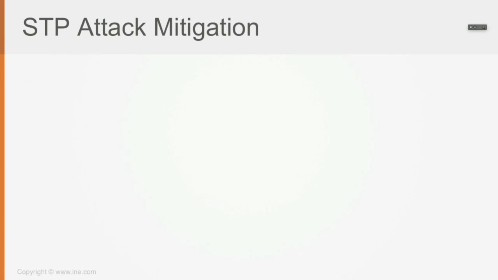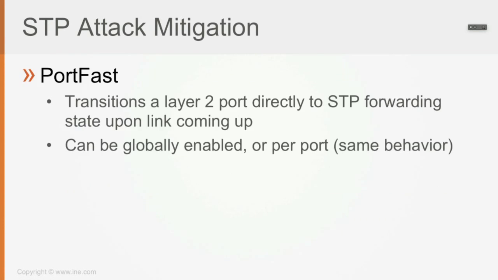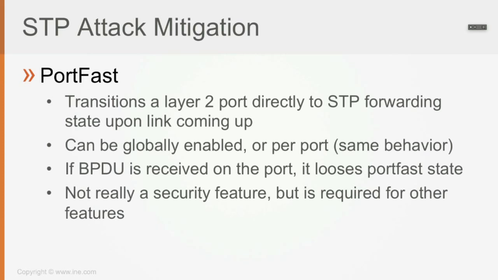So for STP attack mitigation, we have a couple of features. One of them is called PortFast. PortFast is not per se a security feature, but is required for other security features to defend against STP attacks. So PortFast, to keep it simple, does a lot of other things as well, but most importantly, whenever a PortFast-enabled link comes up, via somebody connecting something on a port or a no shut on a port, then the feature is going to put the port directly into STP forwarding, bypassing the listening and learning states.